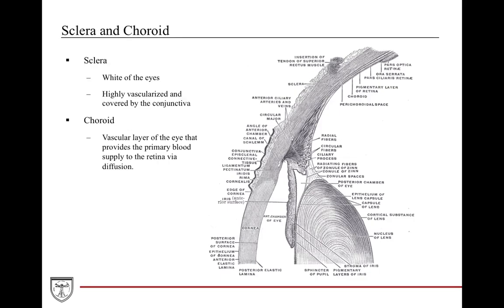Then you have your sclera and the choroid. Your sclera is the white of your eyes. People think the white of the eyes is the conjunctiva, but the conjunctiva is actually a thin, highly vascularized layer that covers the sclera. The choroid is another vascular layer of the eye that provides primary blood flow to all of the retina via diffusion, because the retina cannot have vascular structures passing through it because of all the dense rods and cones that have to be present.